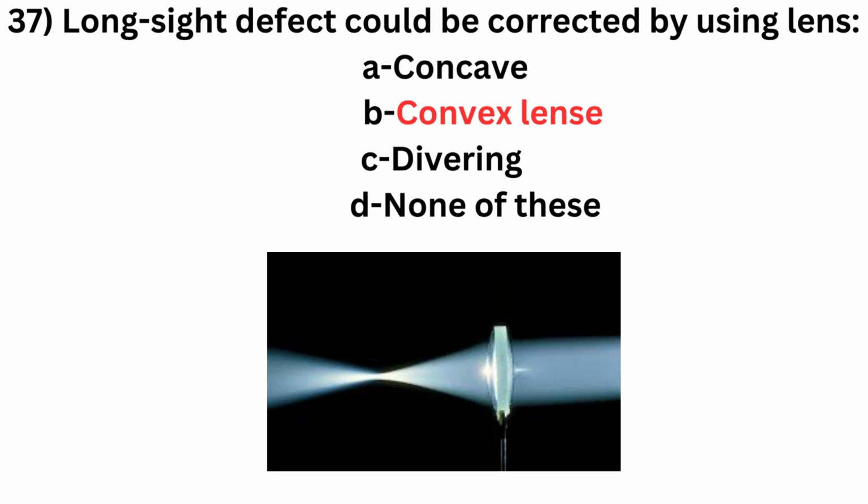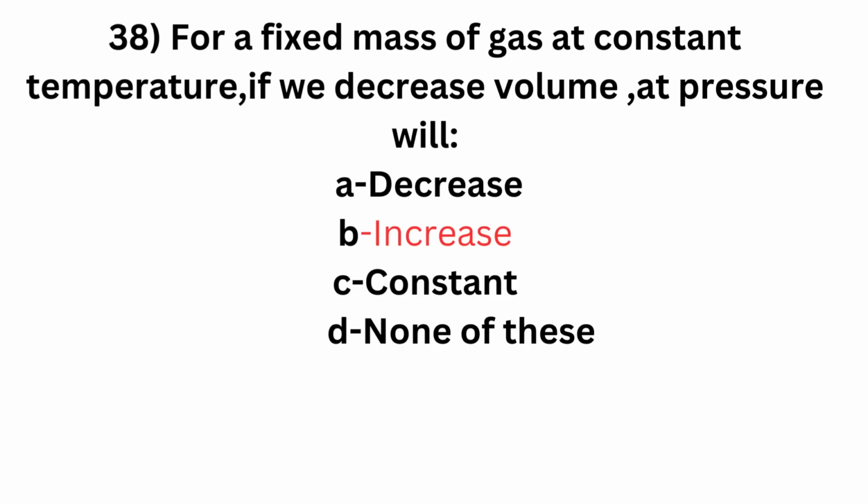And long sight defect can be corrected by using which lens? So convex lenses are used for the correction of long sight defect of the eye. For a fixed mass of gas at constant temperature, if we decrease the volume, the pressure will increase.